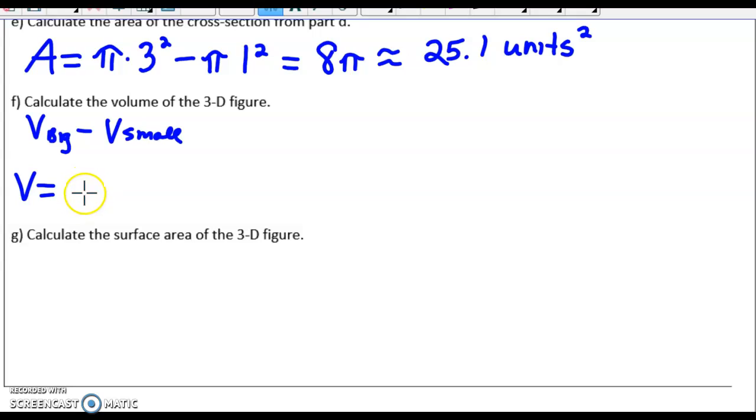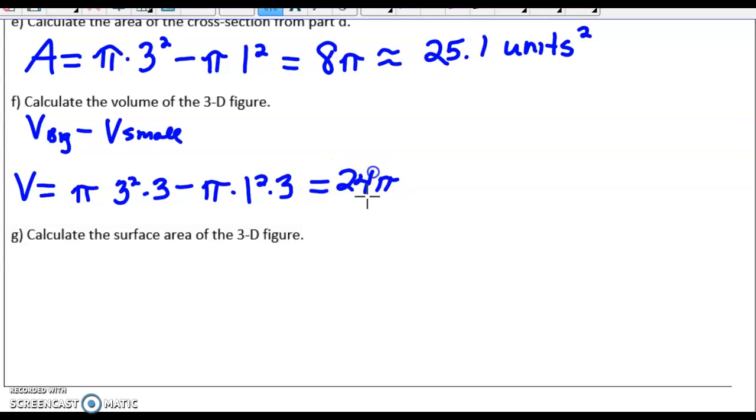Okay, so the big cylinder has a radius of 3, and remember the volume is pi r squared, that's the base, the circle, times the height, and the height is 3. And then we're going to subtract the small one, which is pi, and this one has a radius of 1. The height is still the same. And when you do that, this becomes 27 pi, and this is 3 pi. So that is going to be 24 pi for an exact answer.